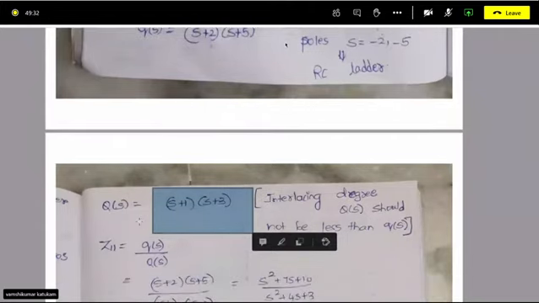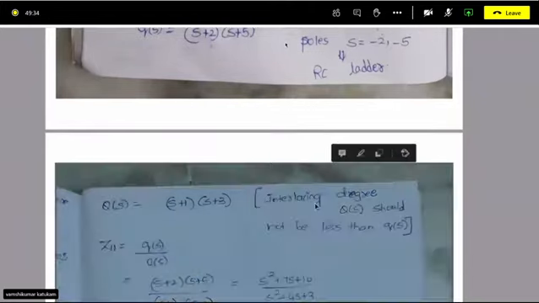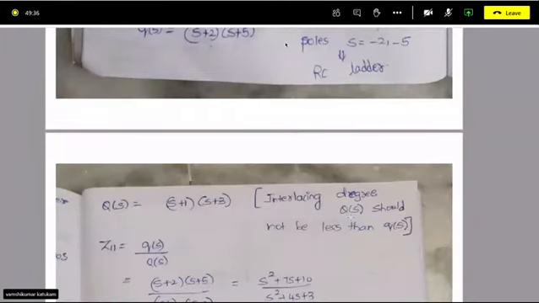Interlacing. So we are selecting capital Q of s. How are we selecting? Interlacing, and the degree of Q of s should not be less than that of small q of s. Both these conditions are satisfied.